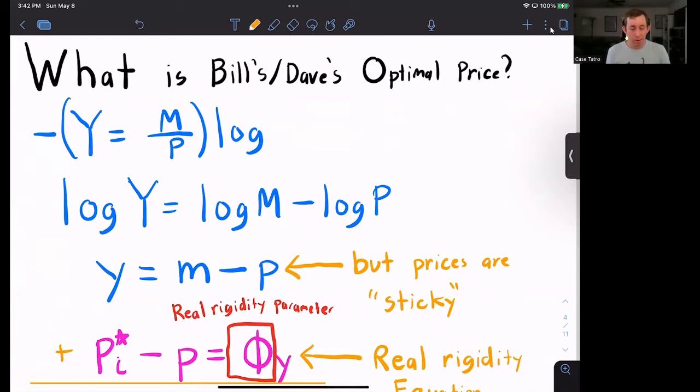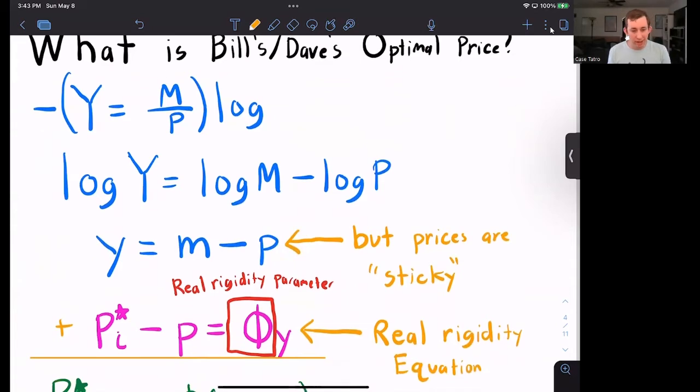Again, those are logs, but we say that prices are sticky. A big thing of New Keynesian economics is that prices are sticky. So we introduce this real rigidity equation, where the optimal price minus the actual price level is some value phi times y, where phi is the real rigidity parameter. This is what we call the real rigidity equation here in pink. We will talk about the real rigidity equation more in a separate video, but here is the equation for now.